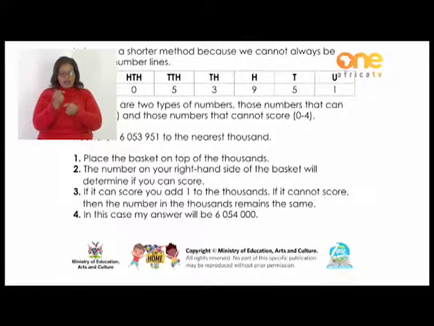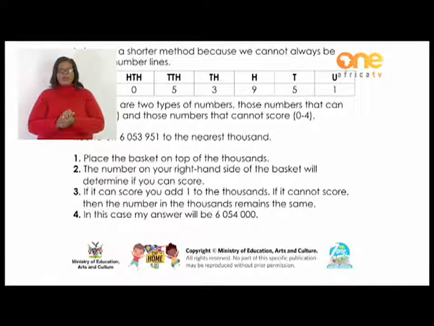Round off 6,053,951 to the nearest 1,000. I'll repeat that one again. Round off 6,053,951 to the nearest 1,000.